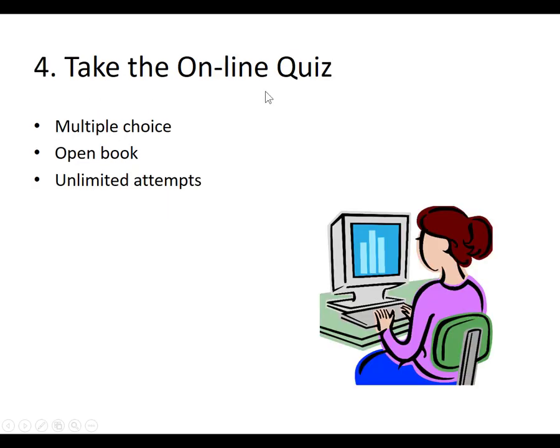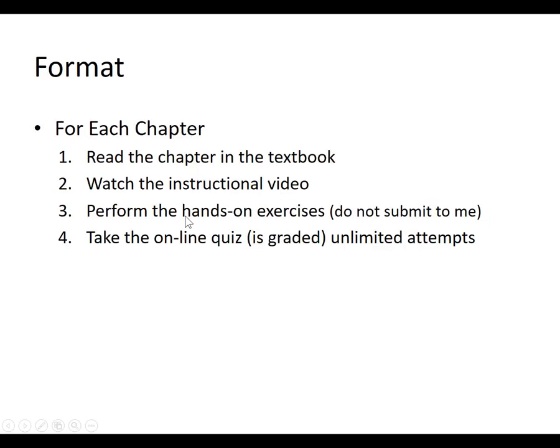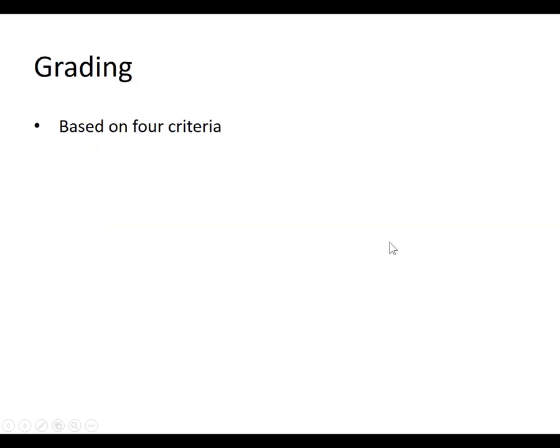Then the last thing you should do for each chapter is to take the online quiz. It's a multiple choice quiz. It's open book. You can use Google and you get unlimited attempts. So I hope everybody will be getting 100s on these quizzes. So for each chapter, you have 4 things to do. Read the chapter of the textbook, watch the videos, perform the hands-on exercises, but you don't have to submit them to me, and take the online quiz, which is graded and for which you get unlimited attempts.